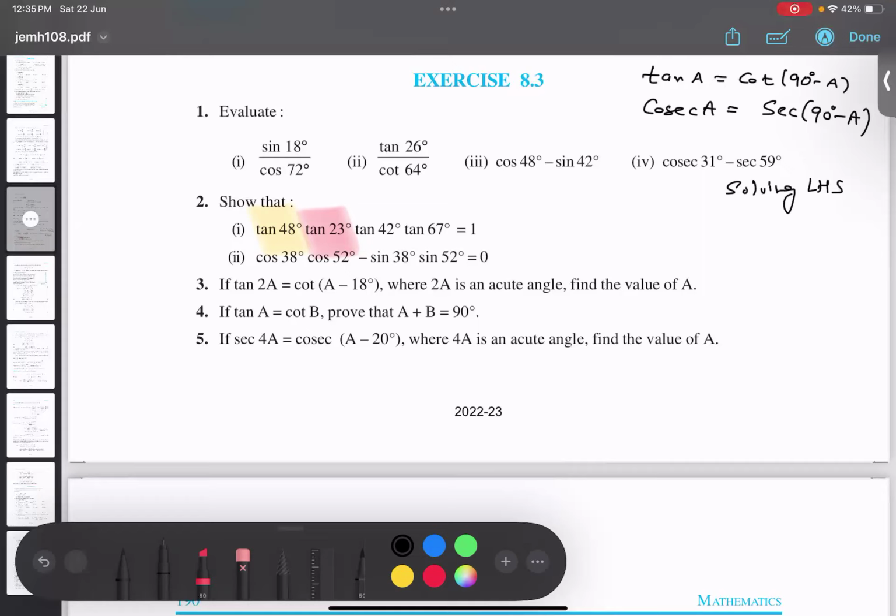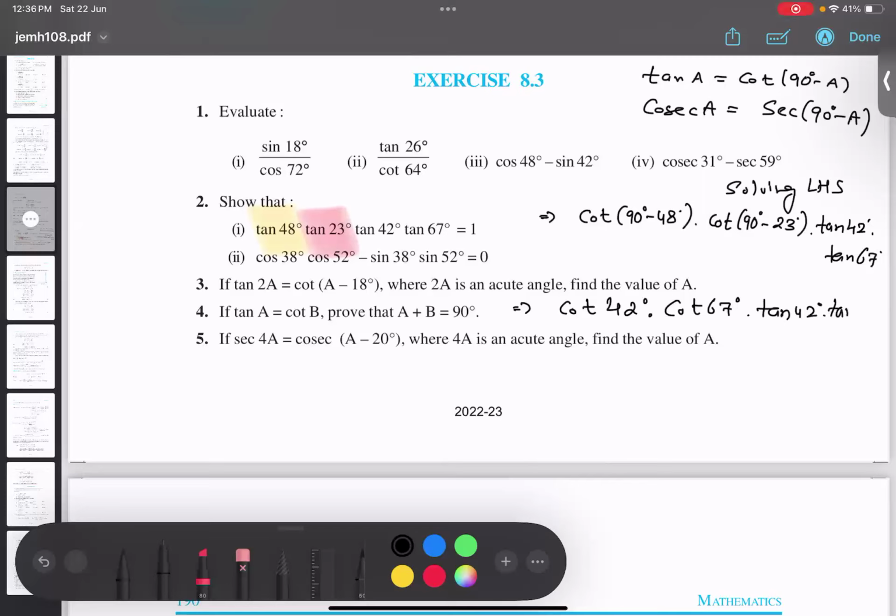So I will be writing over here, solving LHS. tan 48 can be written as cot (90 minus 48), which is cot 42, multiplied by cot (90 minus 23), multiplied by tan 42, multiplied by tan 67. So it is cot 42 multiplied by cot 67 multiplied by tan 42 multiplied by tan 67. Is that clear?